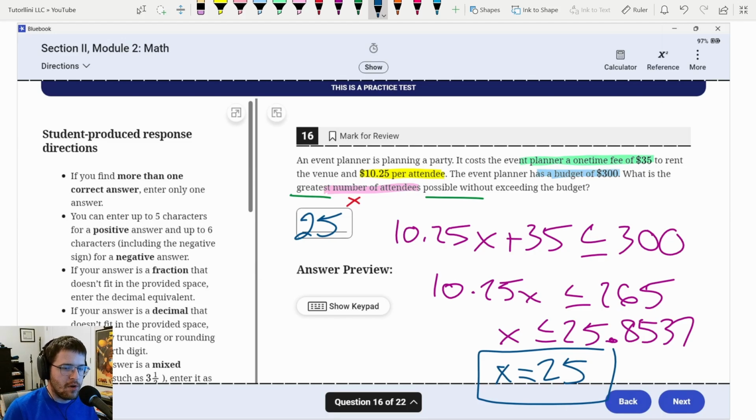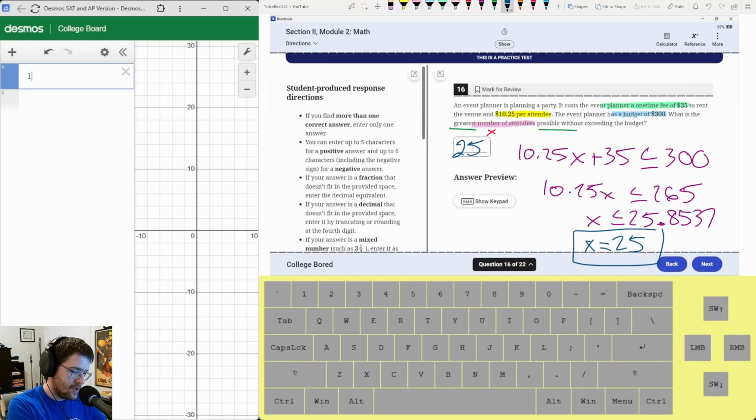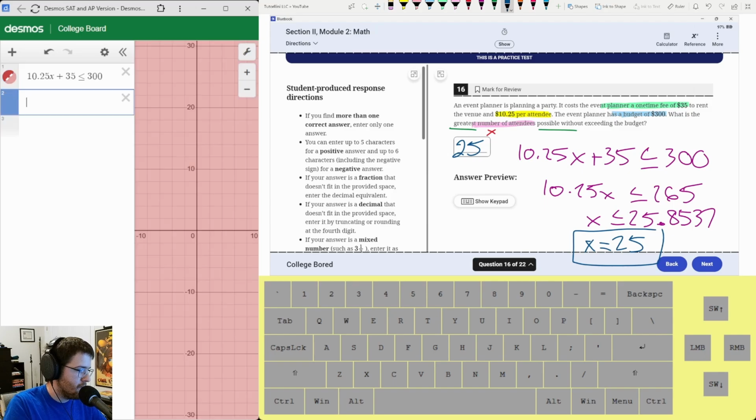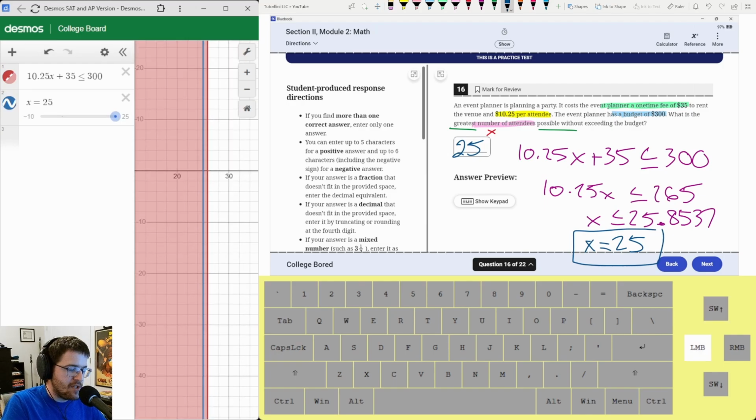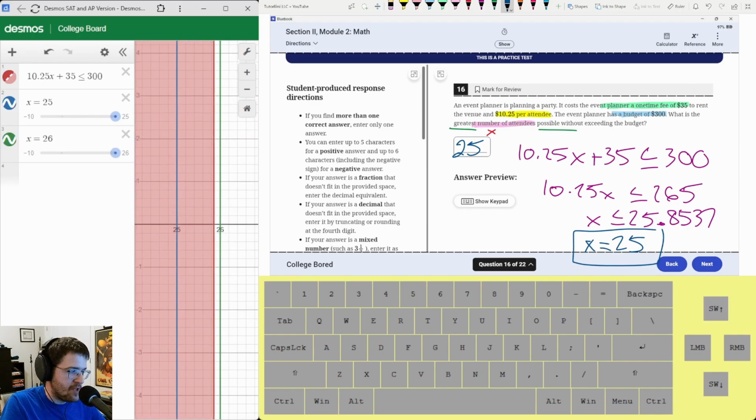You could also solve this inequality on Desmos. So why don't we do that real quick? Okay, so we're just going to type this in, 10.25x plus 35 less than or equal to 300. Going to zoom out. You see that's 25.83, whatever, what we got. So now I'll put the answers people were probably thinking of. So 25. If we zoom in, you see that's in the solution set, so that works. But then if you put 26, just some proof to you, if I zoom in, 26 is wrong. It's outside the solution set. Great.